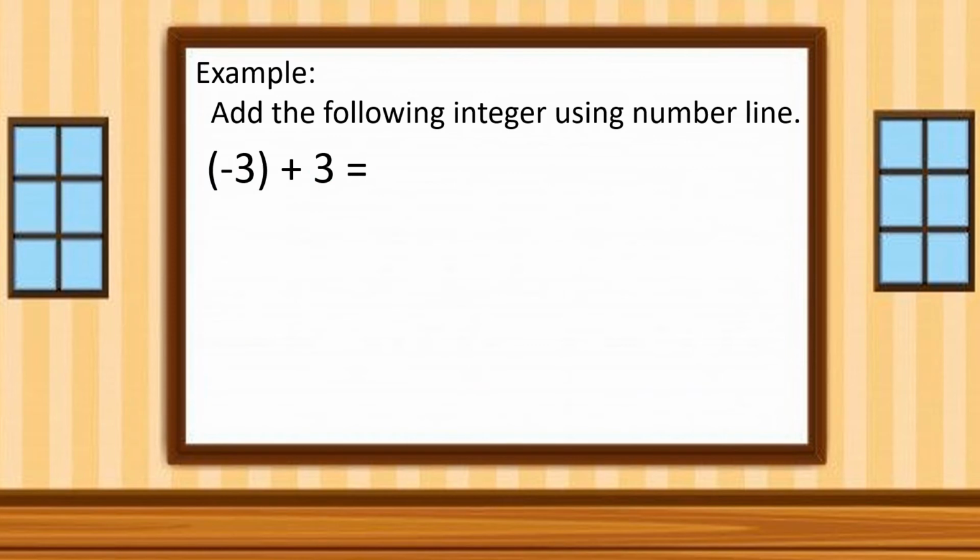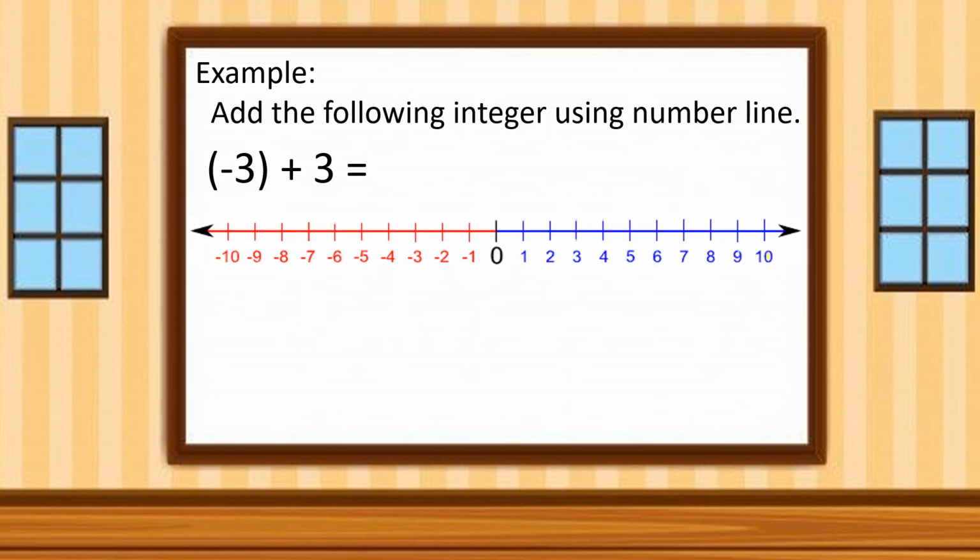Okay, another example, let's add negative 3 plus positive 3. Okay, from 0, puntahan natin si negative 3 or i-add natin si negative 3. Since siya po ay negative, we will move 3 units to the left. So we have there 1, 2, and 3. Okay, plus, ang i-add natin ay positive 3.